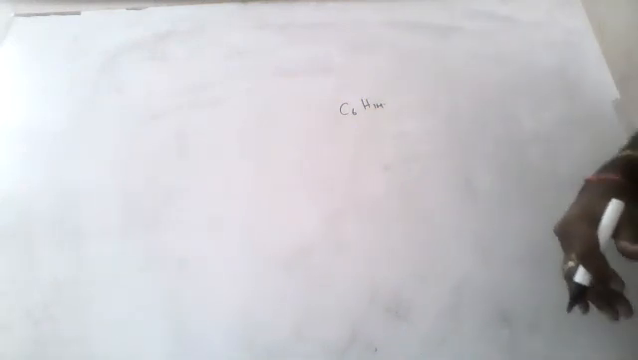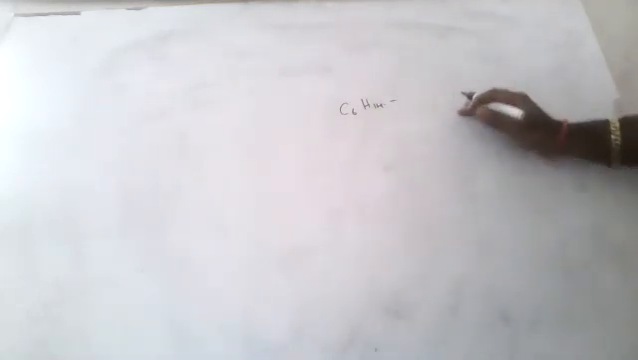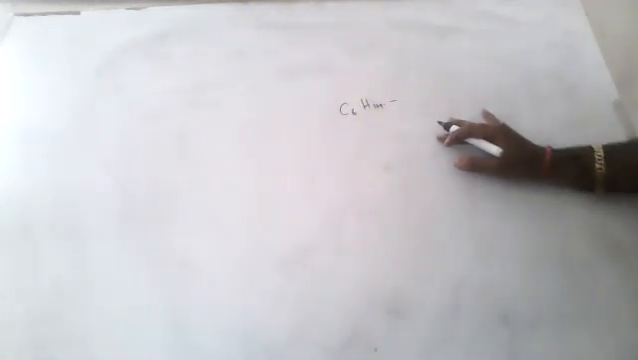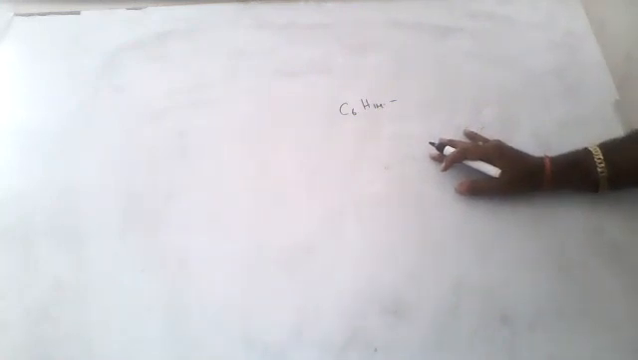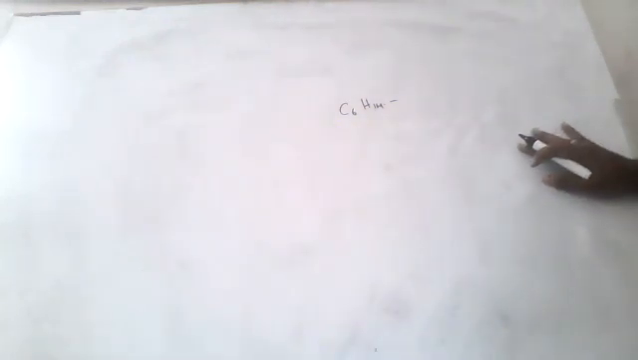To show the structure of hexane only. In how many ways can you join them? He's asking, indirectly, isomerism. Directly, he's not asking. You are given ball and sticks of 6 carbons and 14 hydrogens. In how many different ways can you arrange them is the question. That means he is asking isomerism indirectly.